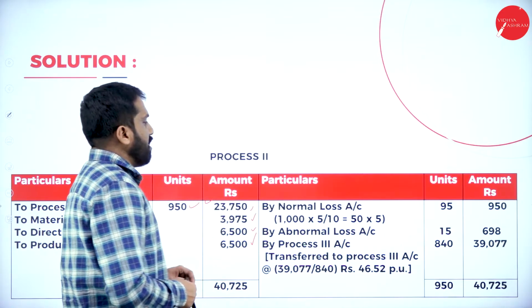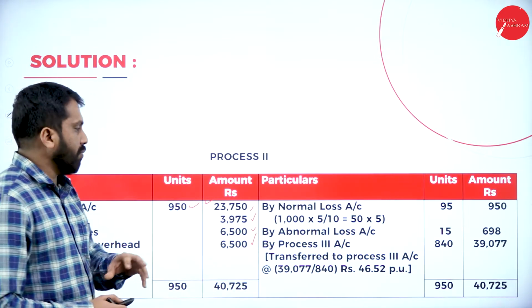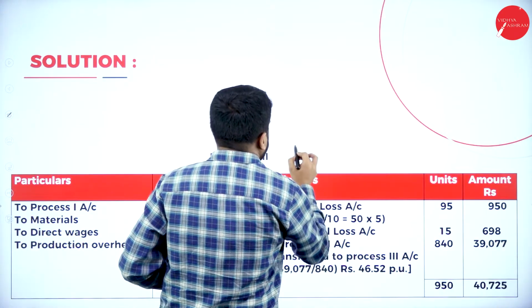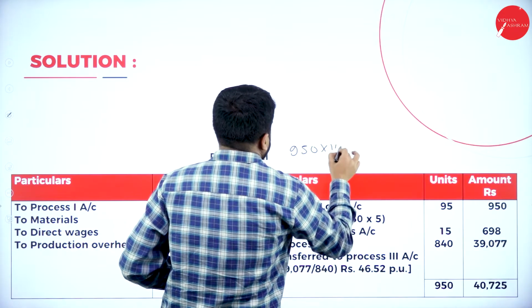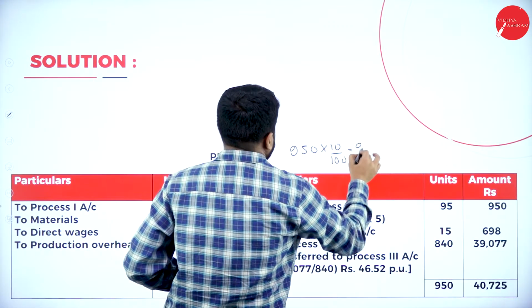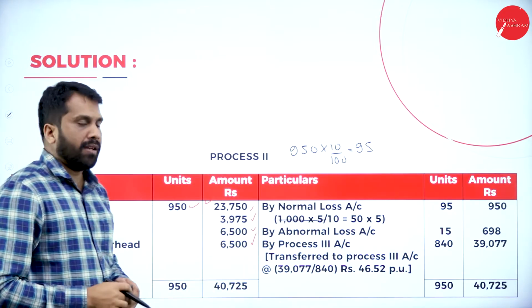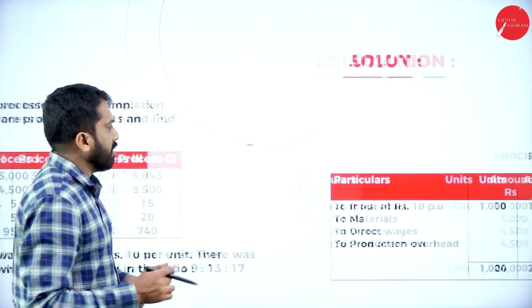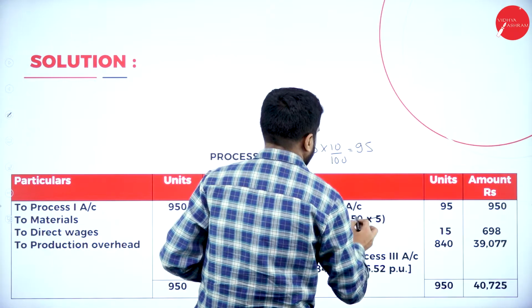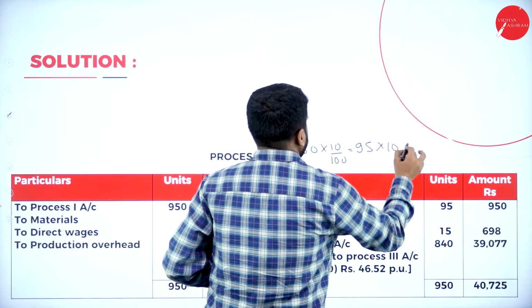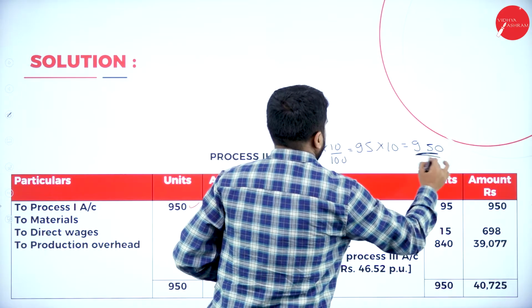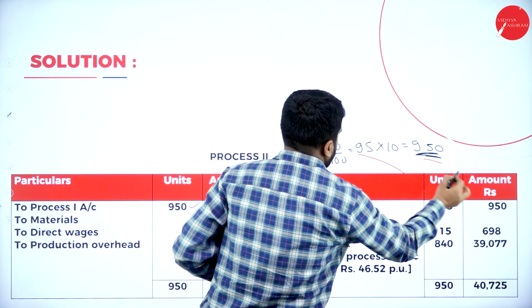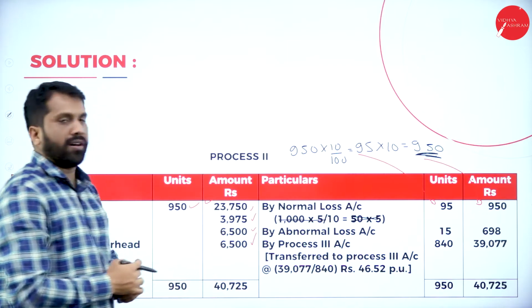Now, 950. 950 into 10%. We have to go with 950 here. So, it must be 950 into 10%. How much is it? 95. At what value is it sold? It is sold at 10 rupees. So it will be how much? 95 into 10, it is 950. Answer is 950. Hope you are clear.